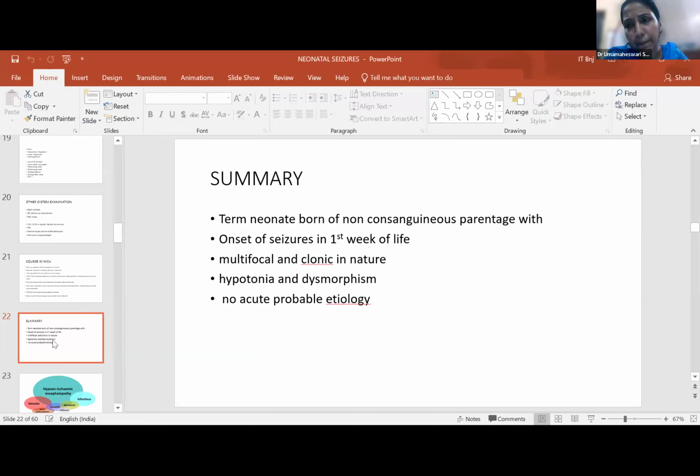Also, you said very peculiarly, it's a term baby, but the baby was sent on EBM. What would a normal baby be discharged on?